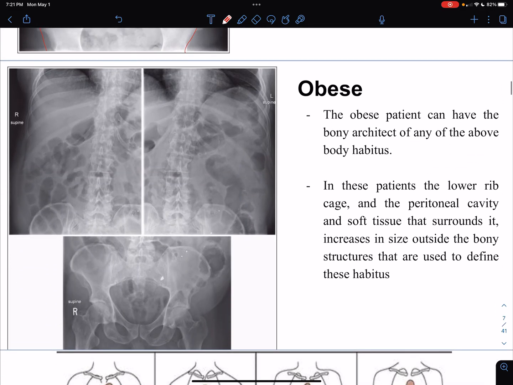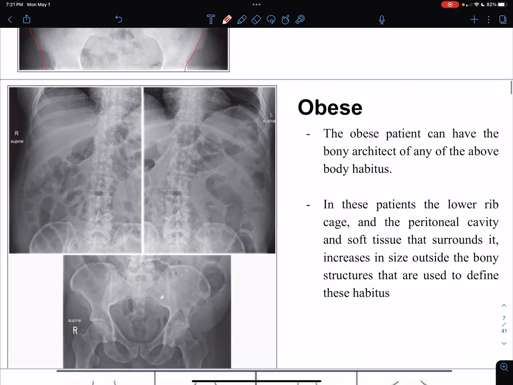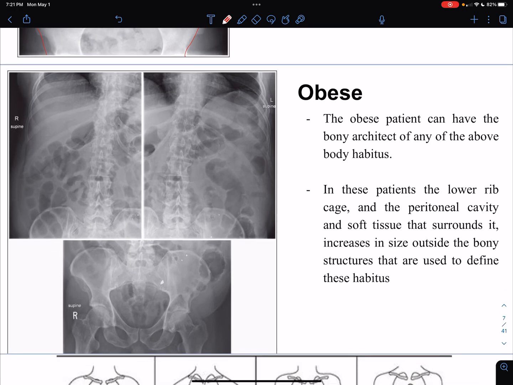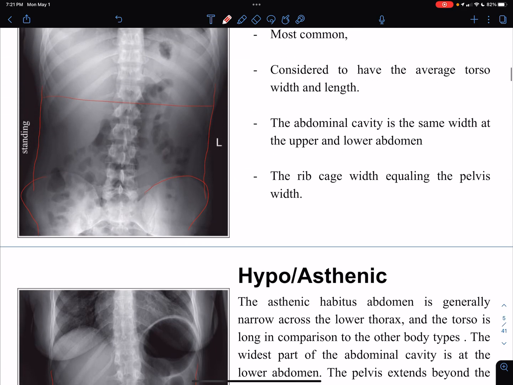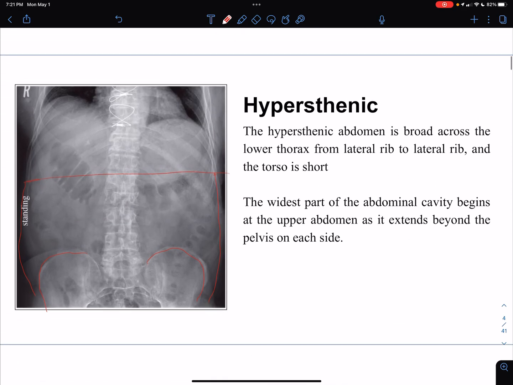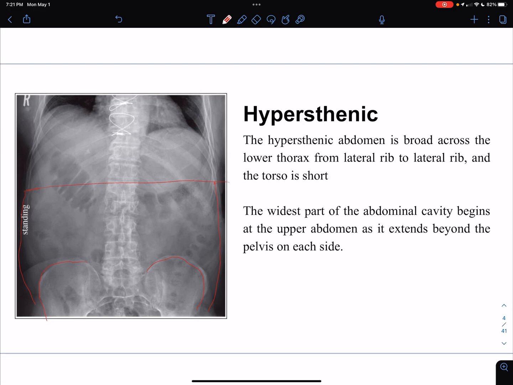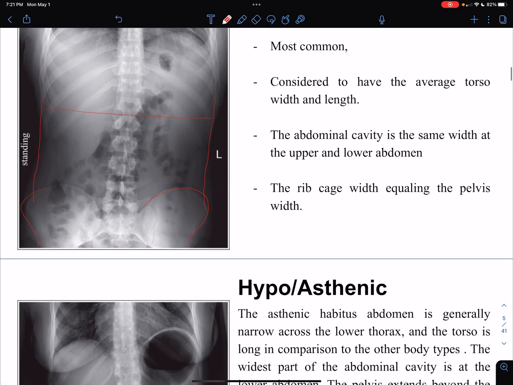So our obese patient is not really in a category that we usually put on a lot of these, but this is what I need you to know about that: the obese patient can have the same bony structure as any of the above body habitus. If you look at these closely, you look at the pelvis and the spine. The pelvis and the spine do not change, right? It's just the rib cage and the abdomen that changes on these body habitus.